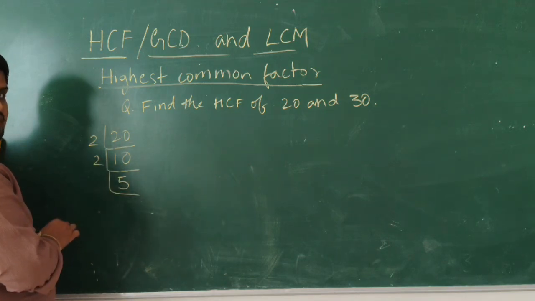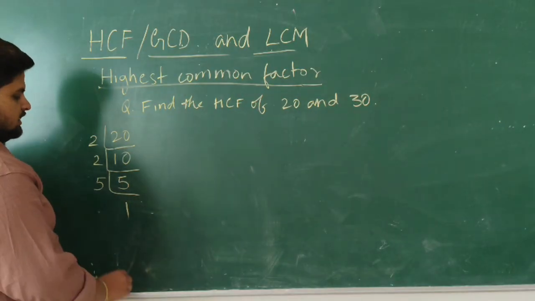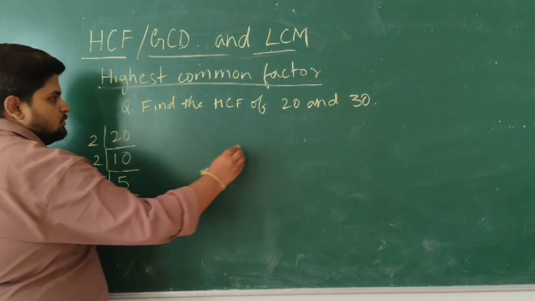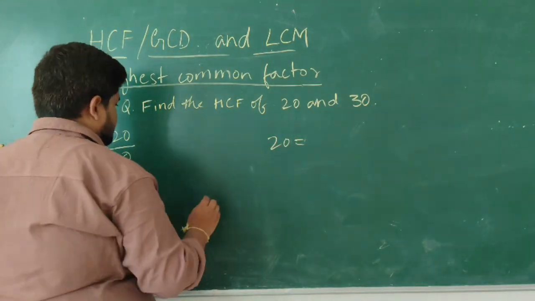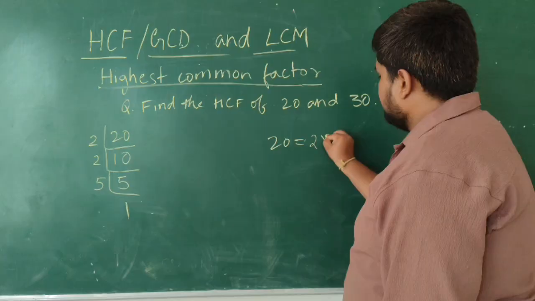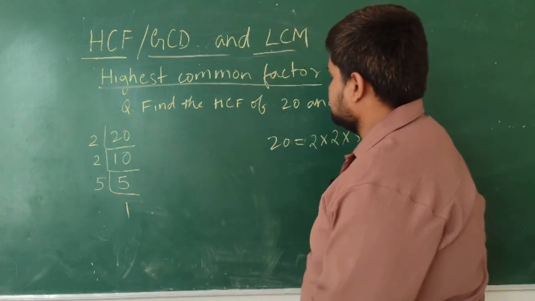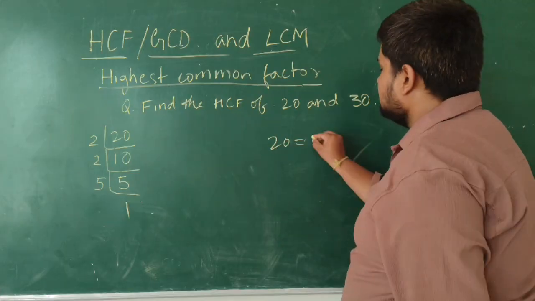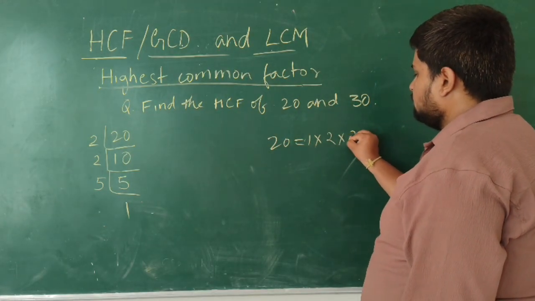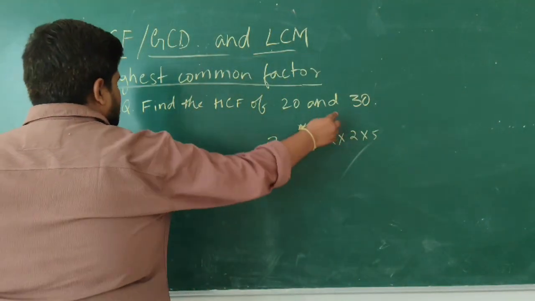5 is a prime number. It is not divisible by any other number, so we write 5 1s are 5. So 20 can be written as 2 into 2 into 5. You can take 1 also into consideration because 1 is a factor of all numbers. So 20 can be written as 1 into 2 into 2 into 5. Now let us move to the next number, 30.